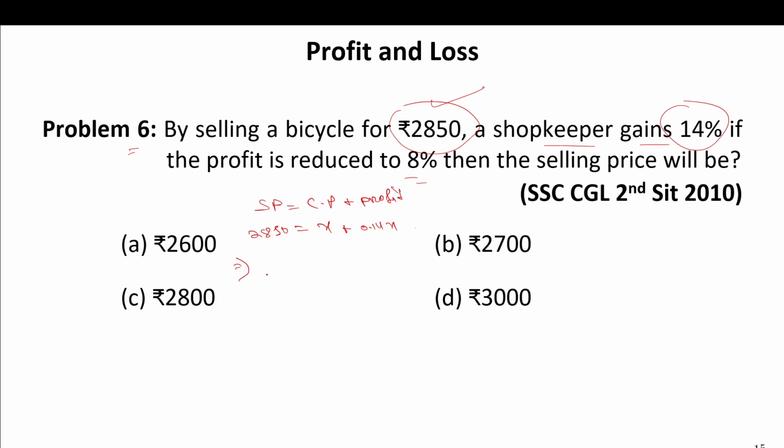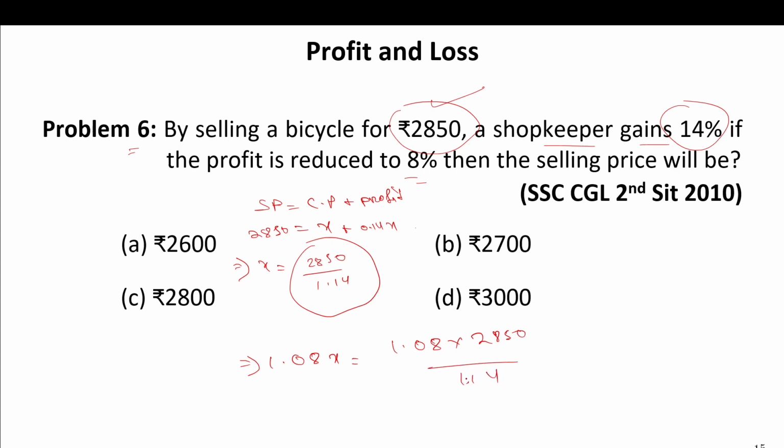What we will do next is solve for X, the unknown here, that is the cost price. So X is equal to what? 2850 by 1.14, right? So if the profit is reduced to 8%, this implies that 1.08X is equal to what? 1.08 into 2850 by 1.14, right? So this much will be the answer.